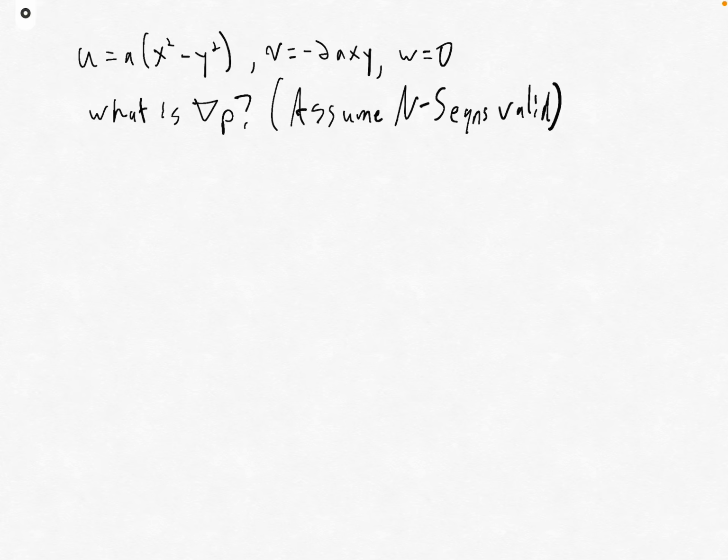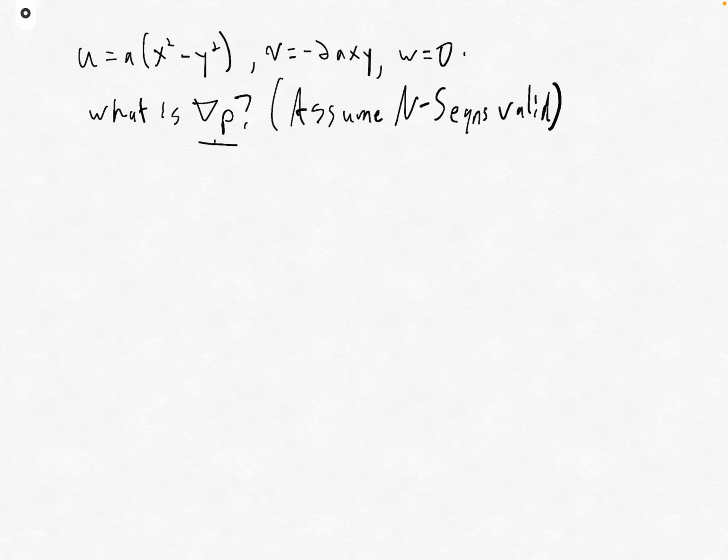So now in this example, what we're going to be doing is using the Navier-Stokes equations in order to take a given velocity field and then find the pressure gradient. This is very similar to your textbook example 4.5, except we're just going to stop after we get the gradient of pressure, grad P.